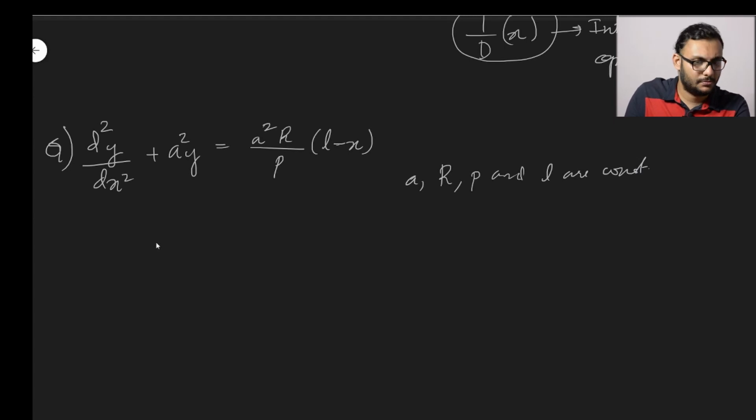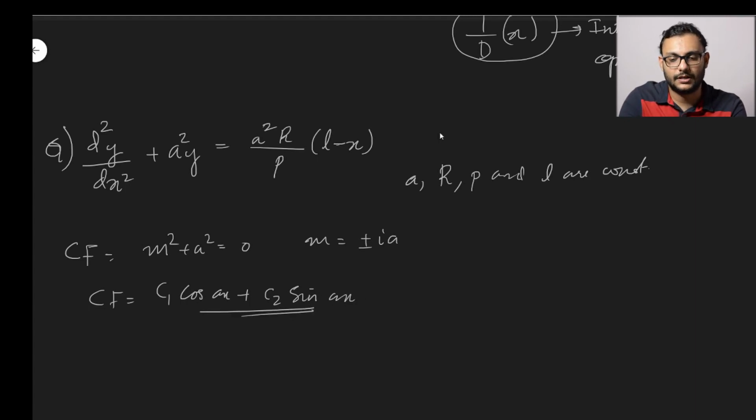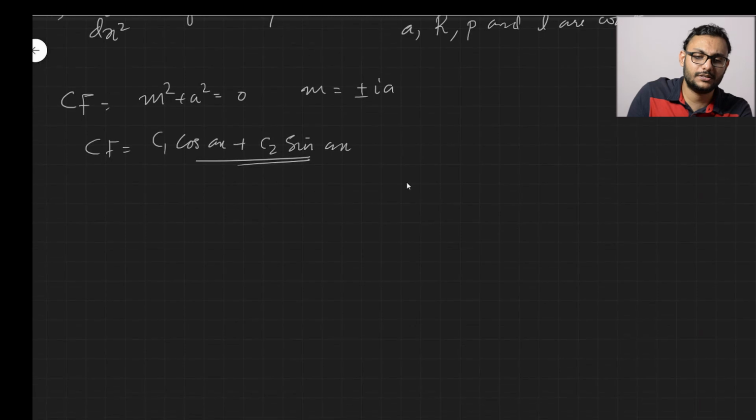So, similar to the previous problems, we can find the complementary function. The auxiliary equation is m square plus a square equal to 0, that is m is equal to plus or minus ia. This is a complex root. So, e raised to 0 is 1, and we will get the complementary function c1 cos ax plus c2 sin ax.